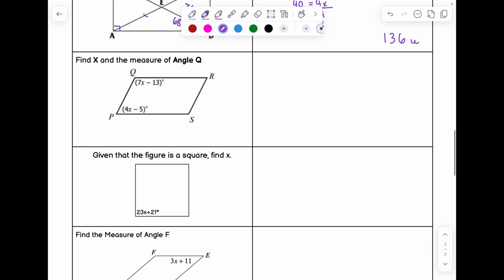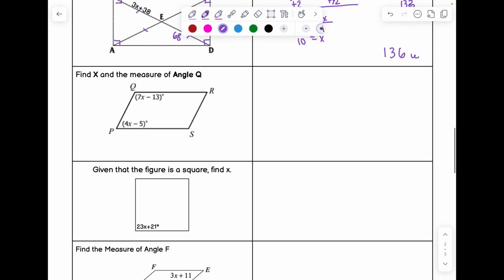All right. Find x and the measure of angle Q. So again, we're going to have to solve for x and then plug in. So to solve for x, first we have to ask ourselves angle P and angle Q. Are they opposite or consecutive? They're consecutive, so that means they're supplementary.